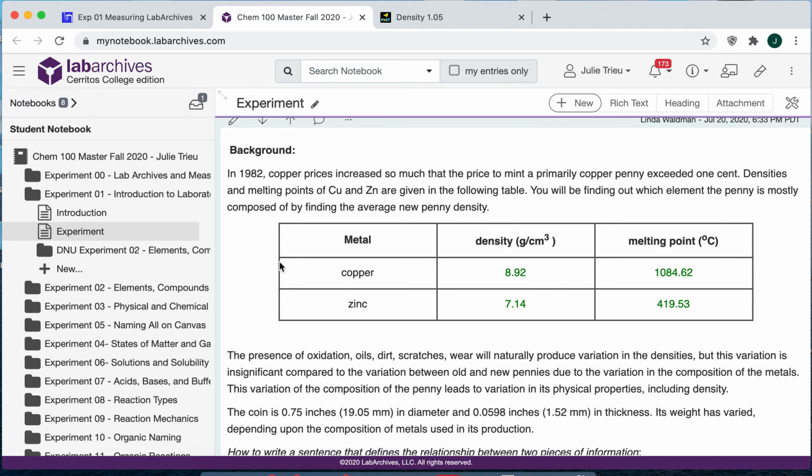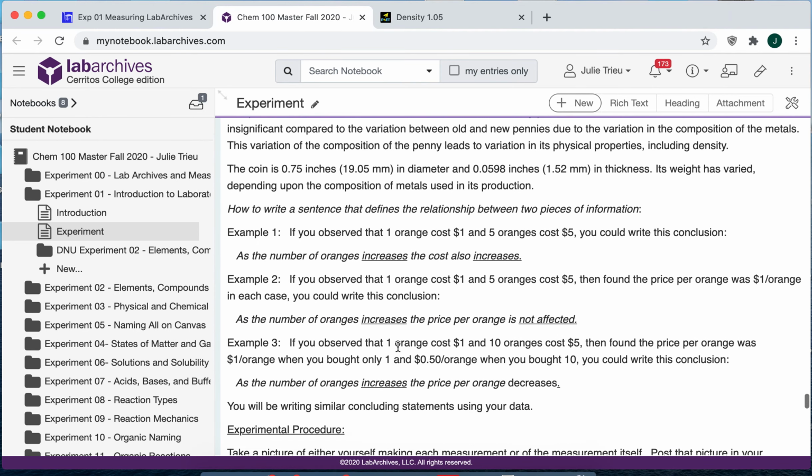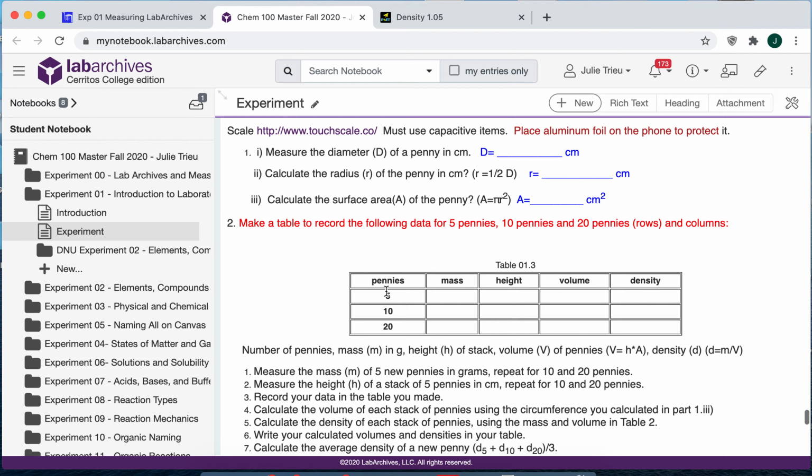The reason they make the penny with a mixture of copper and zinc is because zinc is a lot cheaper than copper. So to reduce the cost of making the penny, they mix more zinc into the copper. So you're going to find 20 different pennies. You're going to measure the mass of the 20 pennies, and then measure their volume and divide the mass by the volume. You're going to get the density.